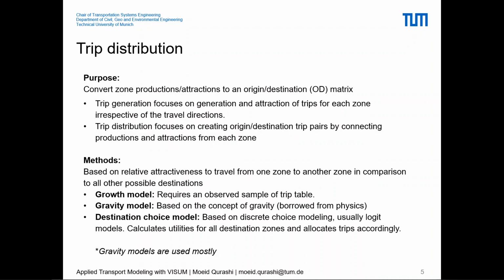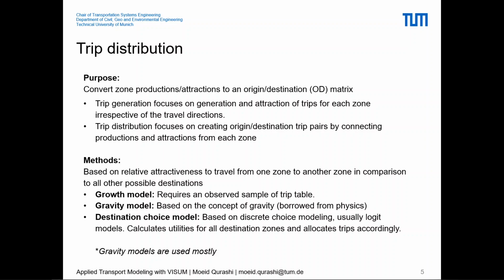Next, today we're going to discuss trip distribution. The basic purpose of trip distribution is to convert zone productions and attractions to an OD matrix, that is, from origins and destinations. Origins and destinations are zones, and for each zone, its origin towards all the destinations. So what is the number of trips for each zone towards all the other zones?